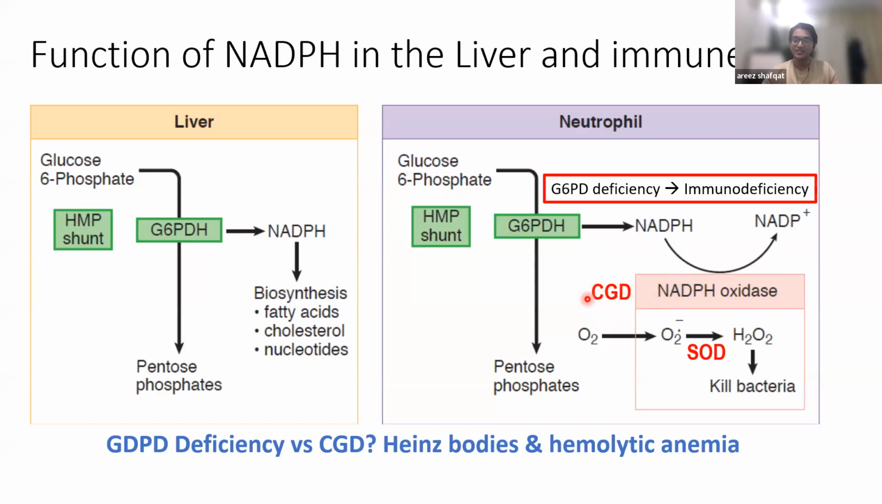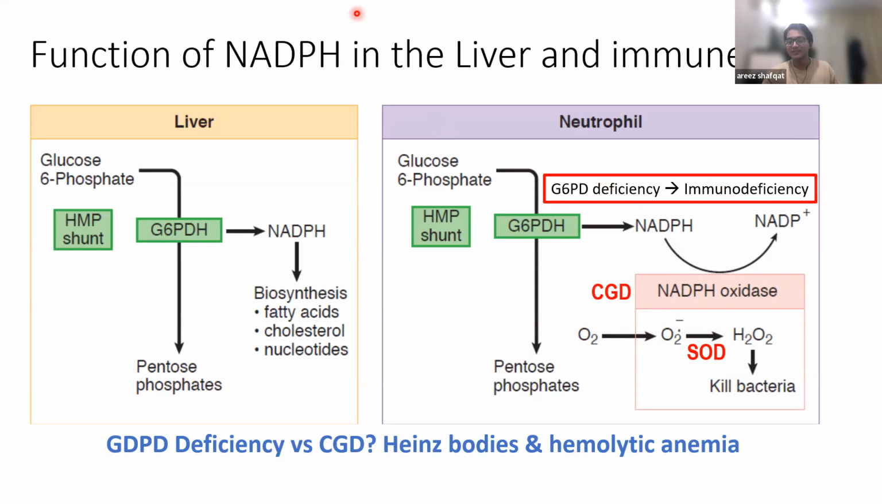Chronic granulomatous disease, or CGD, is a genetic defect in NADPH oxidase. This enzyme doesn't work, hence you're not able to produce superoxide. If you're not able to produce superoxide, you're not able to produce bleach, hence you're not able to kill bacteria. And so in G6PD deficiency and in chronic granulomatous disease, you get immunodeficiency with increased risk of infections. Does that make sense? The people who were asking for it to be done again?